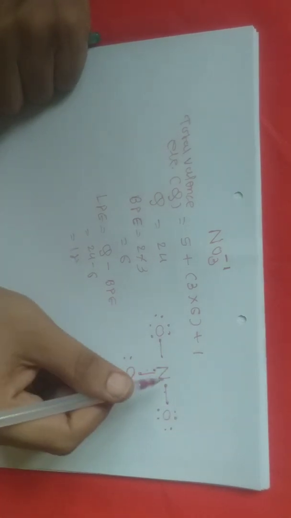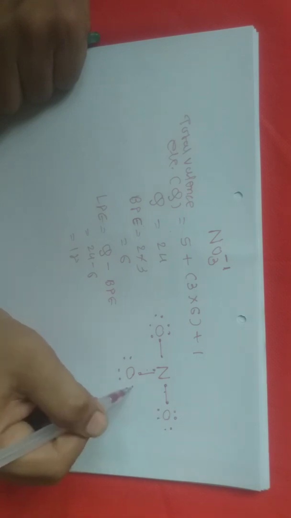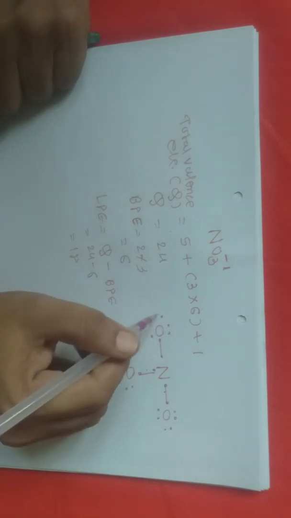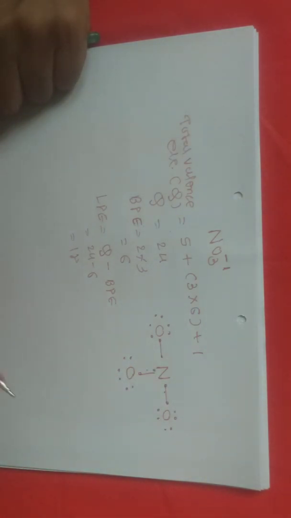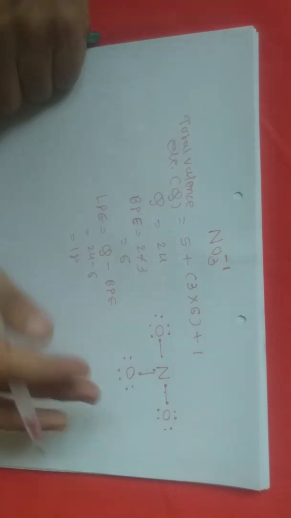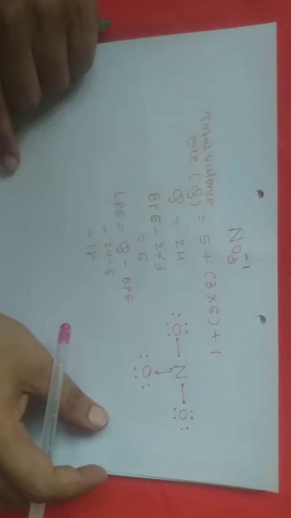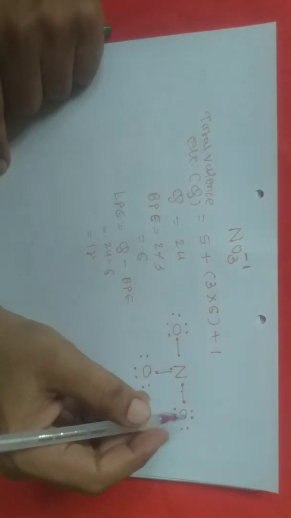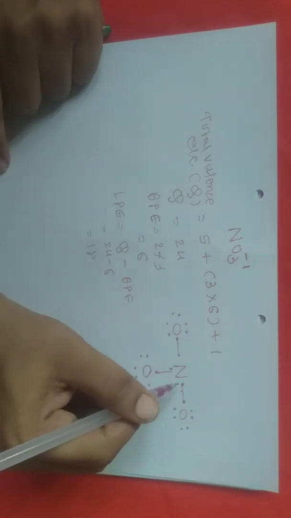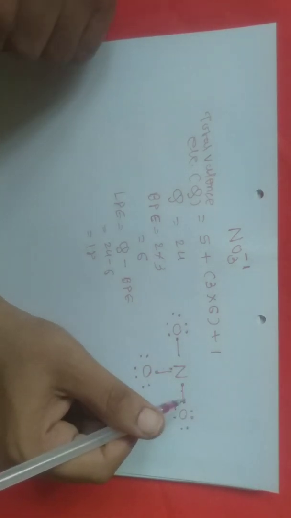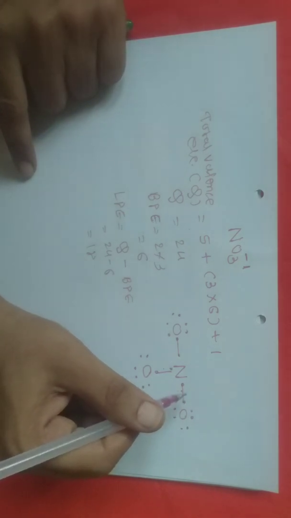So on each oxygen, 6 lone pair electrons are placed. 6 threes are 18. So all 18 electrons are consumed. Now nitrogen is the center atom, and the center atom also must have an octet, but here 1, 2, 3, 4, 5, 6, only 6 electrons are there. So the octet of the center atom is not maintained, and it must have an octet.